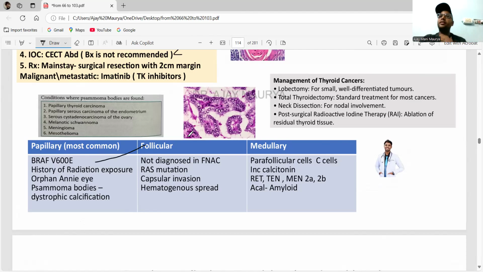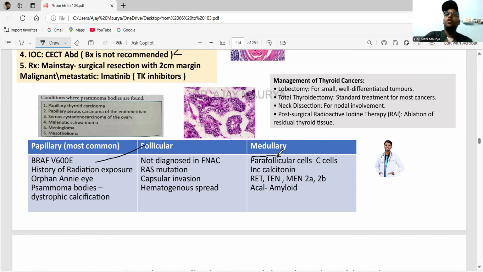These three cancers are very important. All the thyroid cancers are going to originate from the follicle cells. But there is one odd one, that is medullary. This one is going to originate from the parafollicular cells, the C cells.